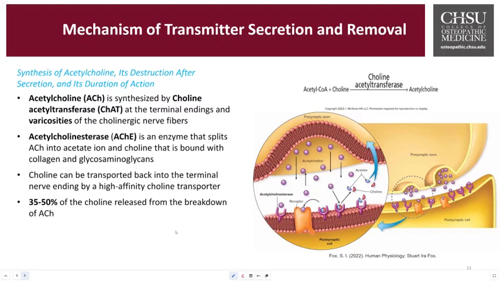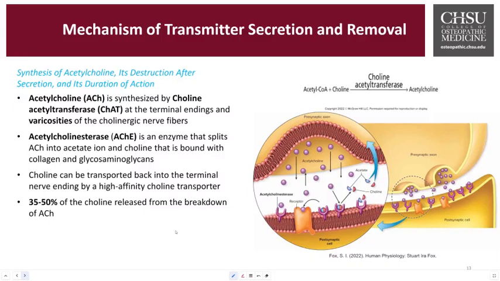Synthesis of acetylcholine, its destruction after secretion, and its duration of action. Acetylcholine is synthesized by an enzyme called choline acetyltransferase, also known as ChAT, located inside the terminal endings of the axon, as well as varicosities inside cholinergic nerve fibers. Varicosities are the swellings that pocket the nerve vesicles and release neurotransmitters.